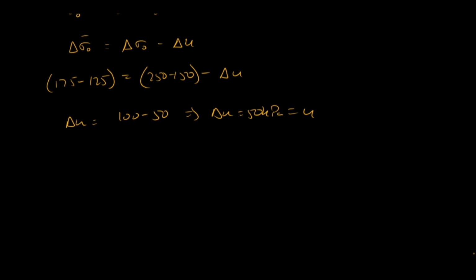With this we can calculate the percentage of consolidation. Percentage of consolidation U will be equal to Ui, which is 100, minus U, which is 50, divided by 100 into 100. So the percentage of consolidation will be 50 percent.